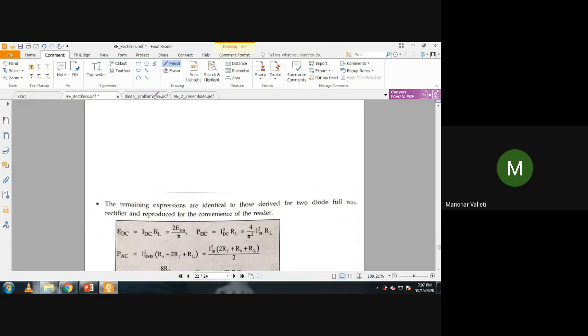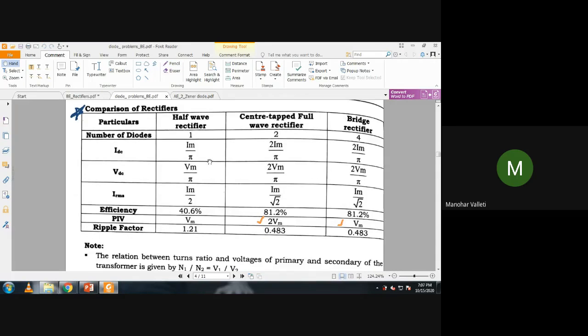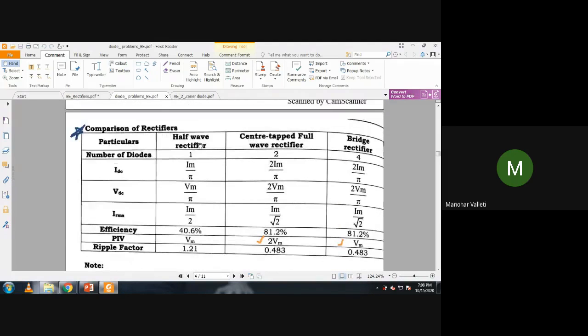Fine. Now we will solve some of the problems. We summarize. So these are all the definitions, all the calculated parameters of the rectifiers. Please just have a look. We will solve now the problems on rectifiers.